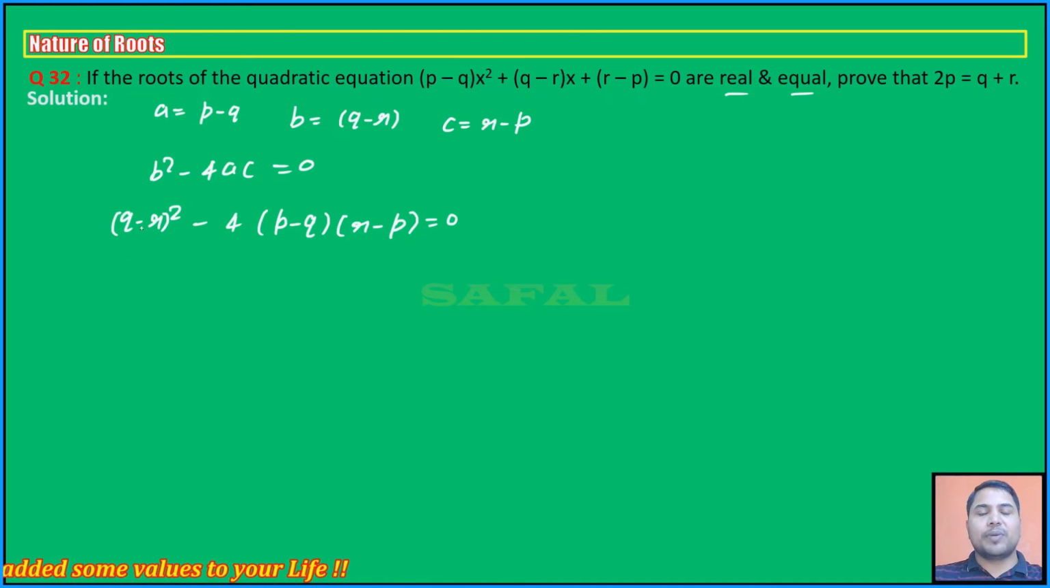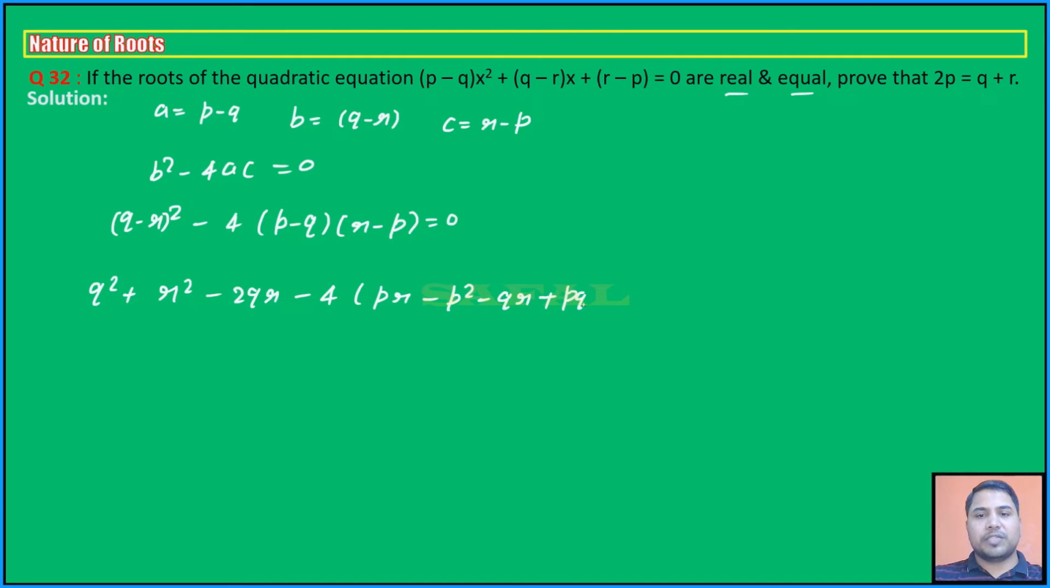So this I'll open using a minus b the whole square. So I'll get q square plus r square minus 2qr. Here minus 4 I'll keep as it is. First I'll simplify this 2 bracket. So p into r is pr, and p into minus p is minus p square. Minus q into r is minus qr, and minus q into minus p is plus pq.